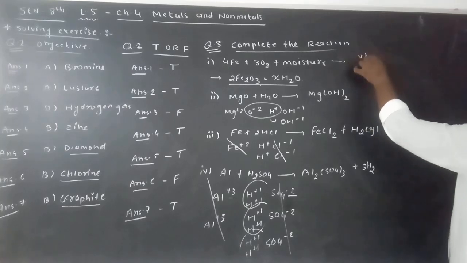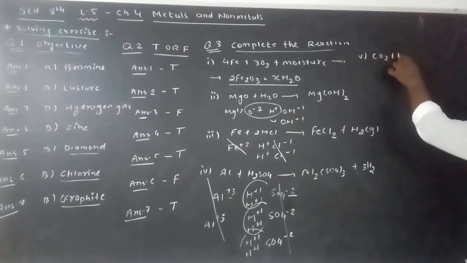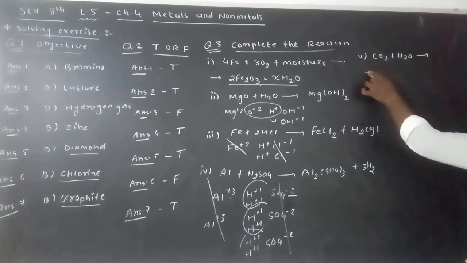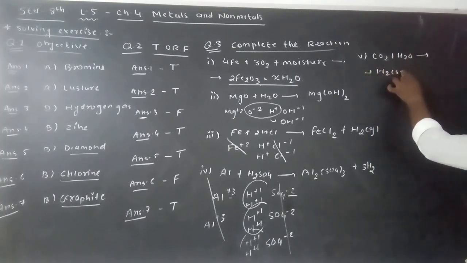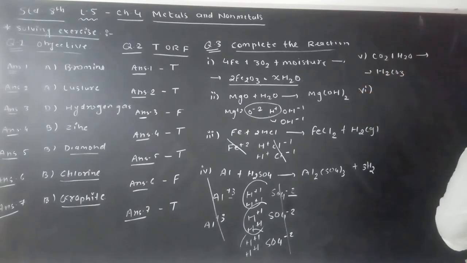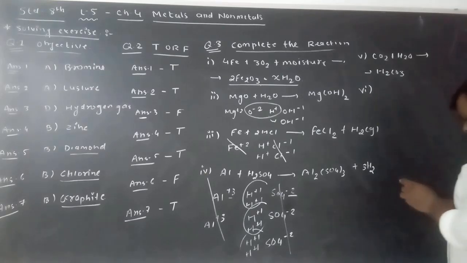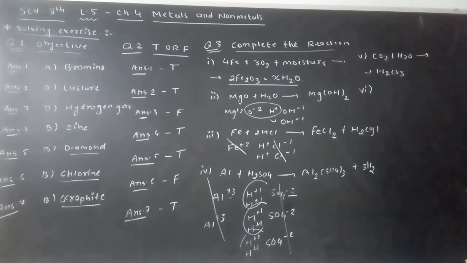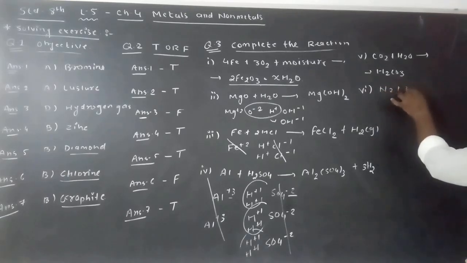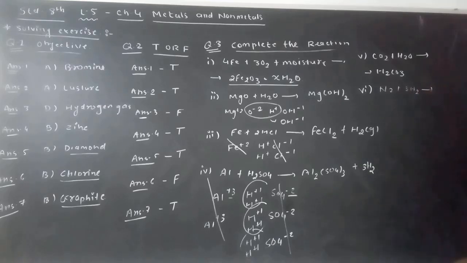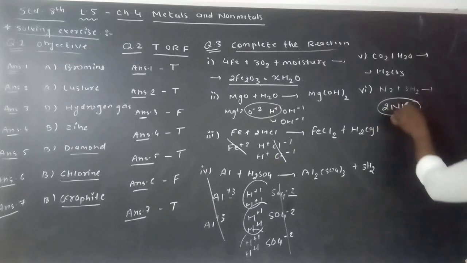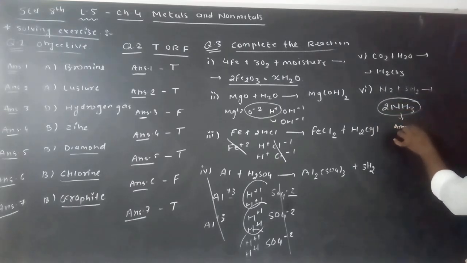Now the fifth question is given to you. Carbon dioxide reacts with H2O. What does it form? It forms H2CO3, carbonic acid. And the sixth reaction is given to you: N2 + 3H2. What does it produce? It will form 2NH3. This is known as ammonia.